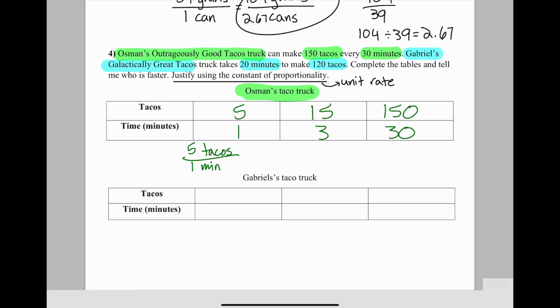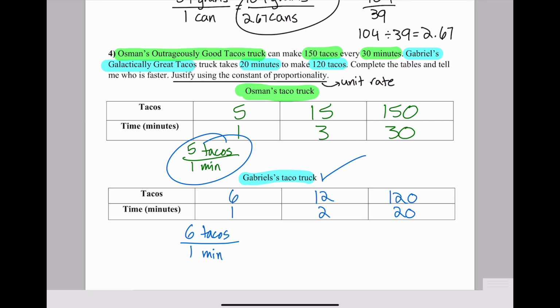Then we're going to do the same thing with Gabriel's taco truck. So Gabriel, given information, can make 120 tacos in 20 minutes. And I'm going to do the same thing. I'm going to cancel out those zeros. So we get 12 over 2, and then we get 6 over 1, or 6 tacos in 1 minute, and then we can write that unit rate. So it's 6 tacos per 1 minute. And it's quite obvious who is faster, right? Which is going to be Gabriel's taco truck. And we can see that because making 6 tacos per minute is faster than making 5.